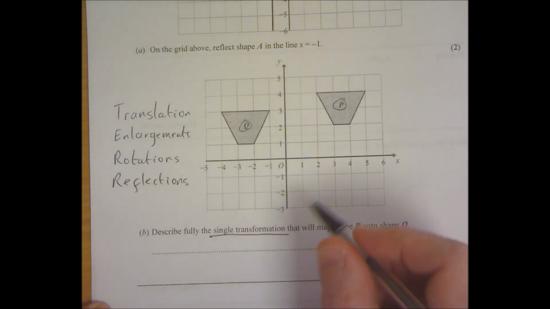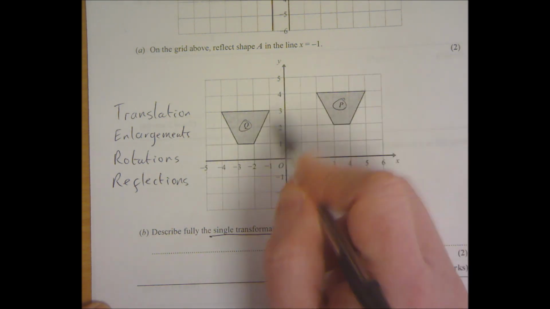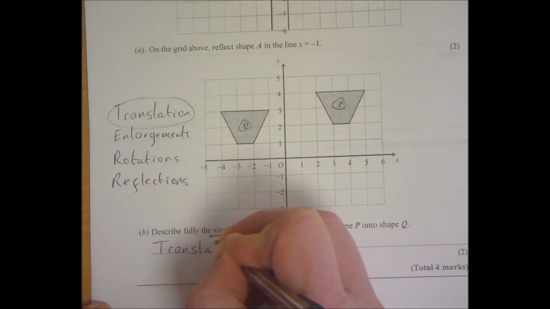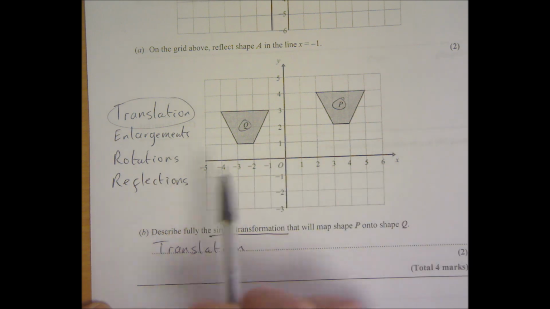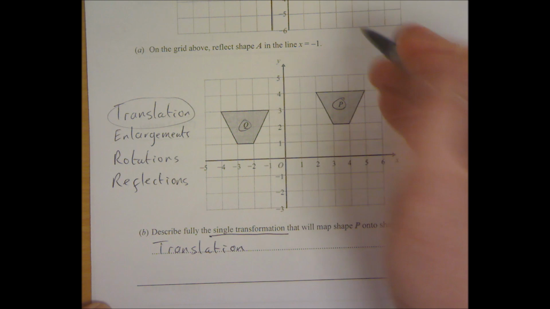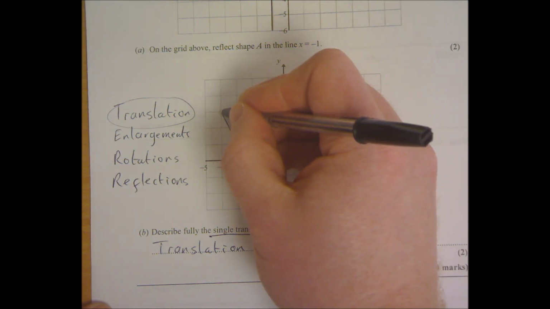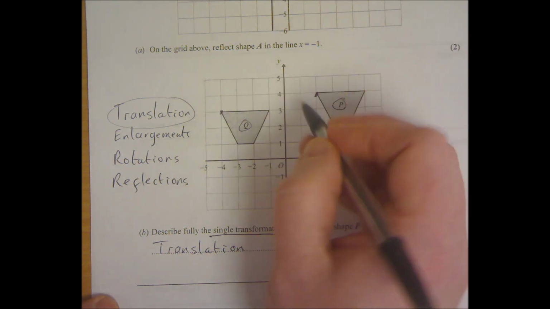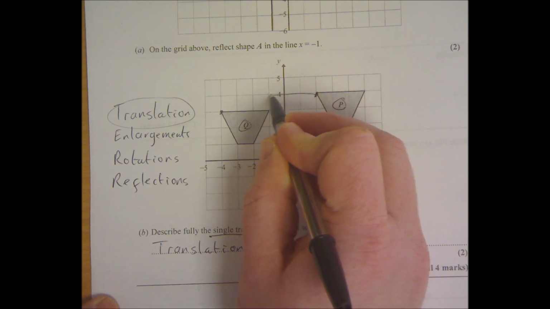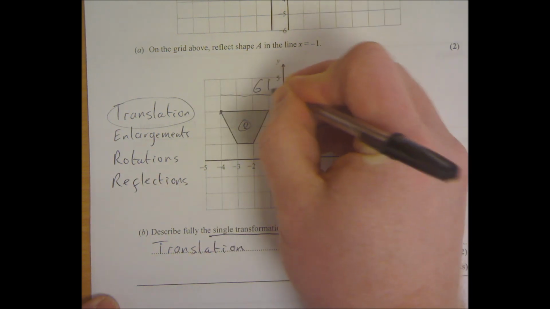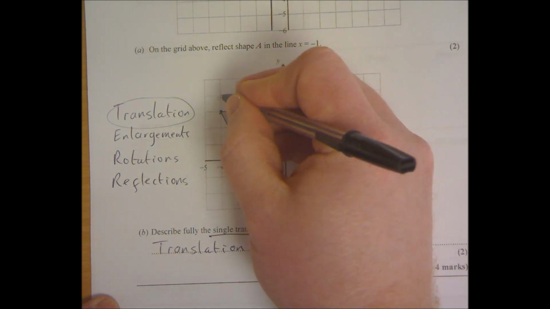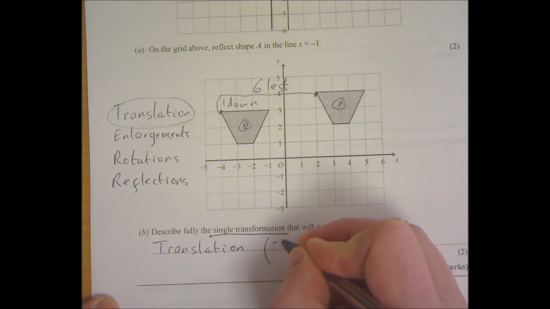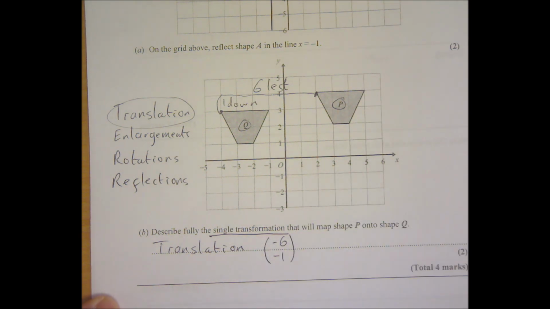So in this case we're going from shape P to shape Q, so it's a movement around there, so it's a translation, so that's the word I'd be using. And then in terms of this one, we pick a point on shape P, pick the corresponding point on shape Q and count how I get from there to there. So we've gone across 1, 2, 3, 4, 5, 6. So I've gone 6 left, and then I've gone 1 down. In terms of writing that as a vector, that would be -6, -1.